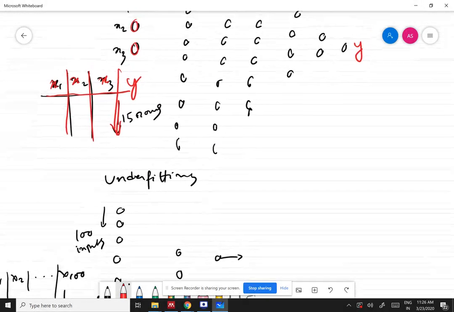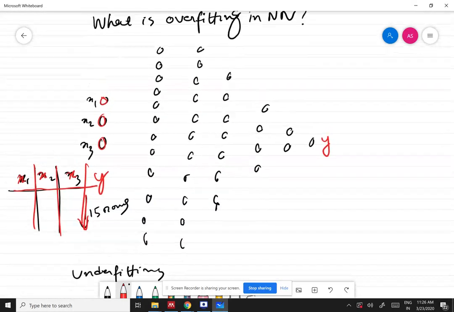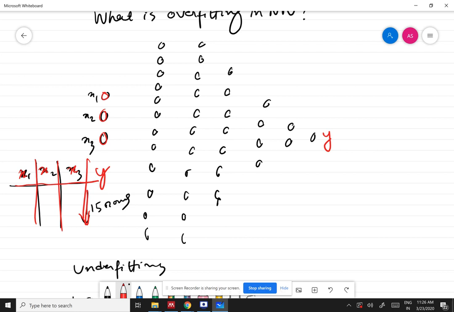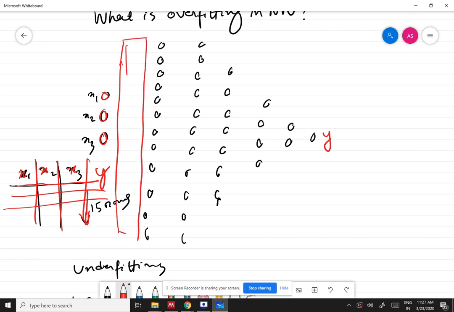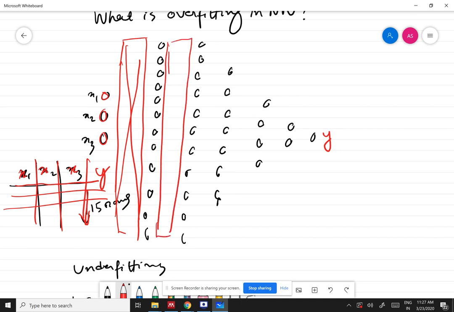Suppose you have only 15 rows in this data. So these are your 15 sample points which are given to you, and based on these sample points you want to find out the relevant theta values for this neural network. Now suppose you have constructed a very large neural network with a lot of neurons, and these are fully connected layers, which means that every neuron is connected to every other neuron in this network.